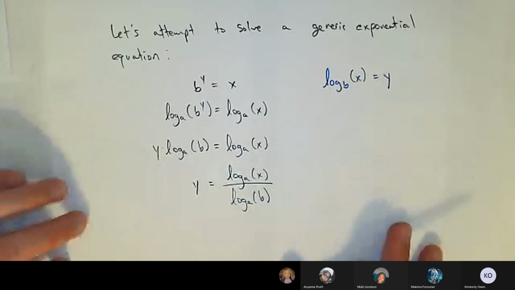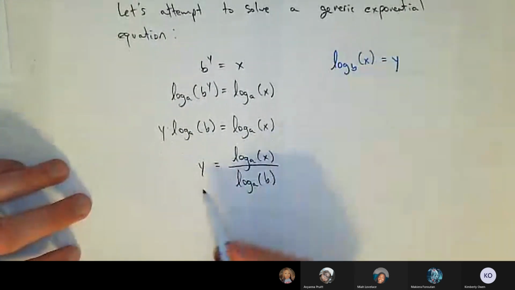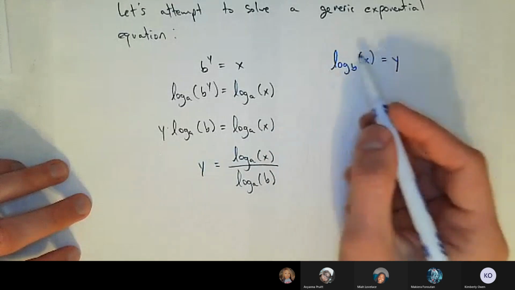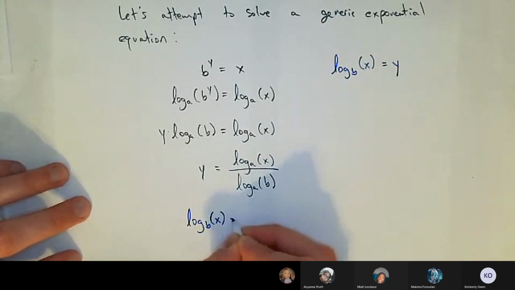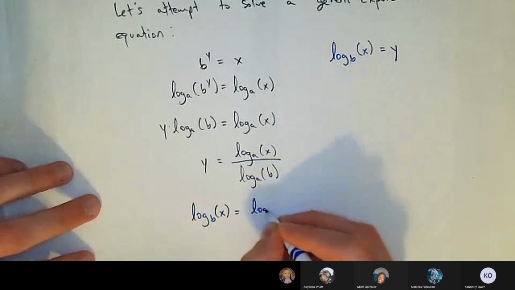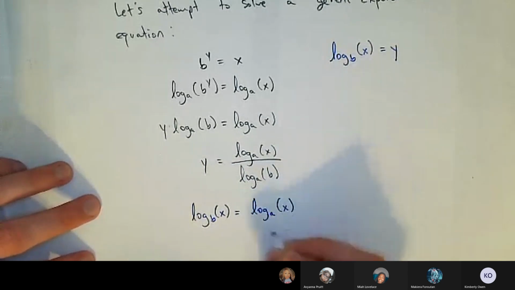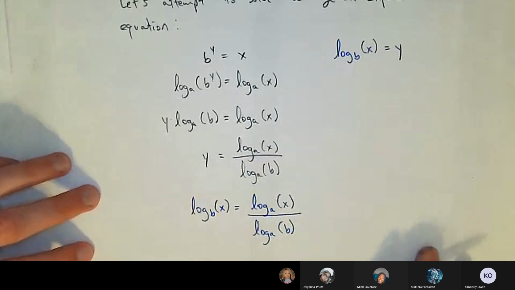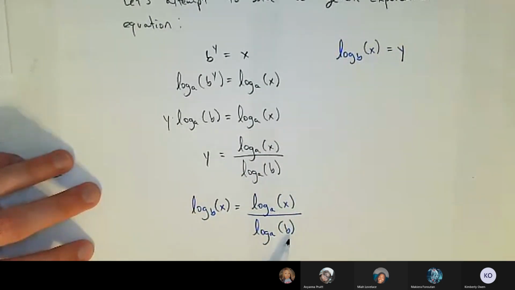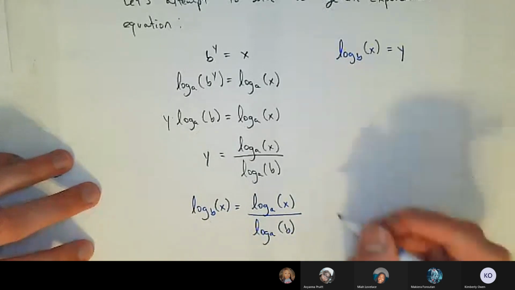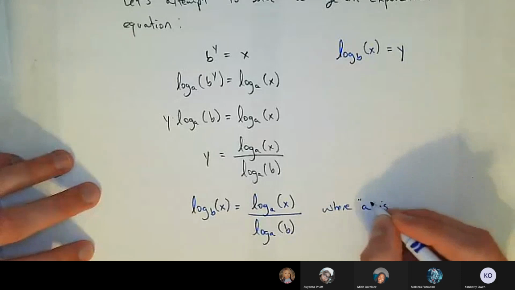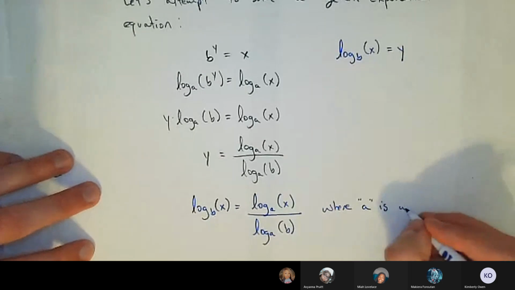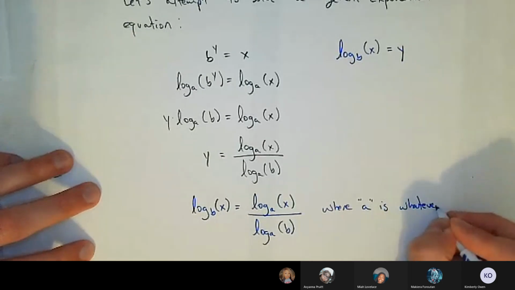So what does that mean here? Well, if y is equal to this thing, then I can replace this y with this log expression. So log base b of x is equal to log base a of x over log base a of b. So you see where the b and the x went. The b goes down here and the x goes up here. And that base a is whatever we want it to be.